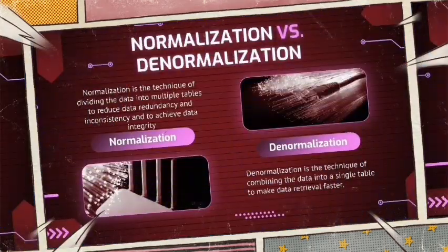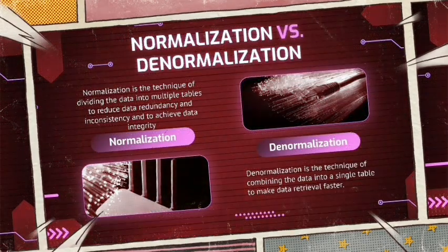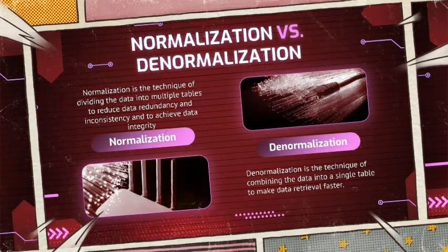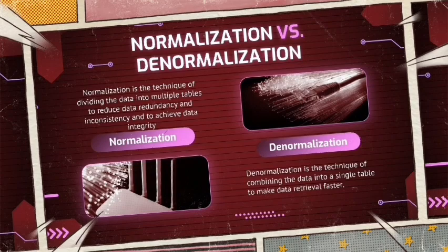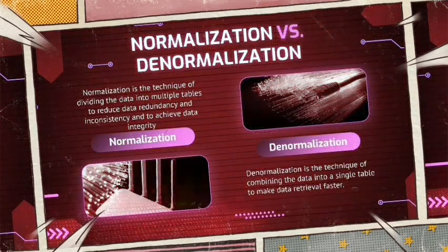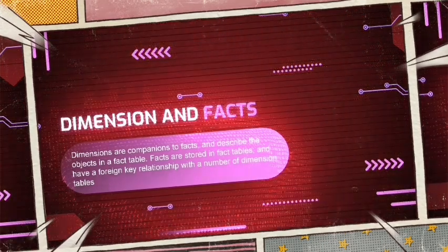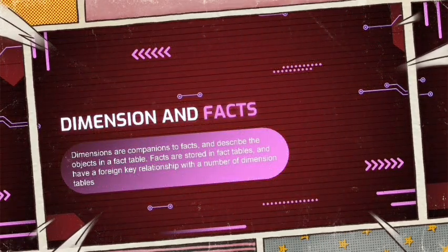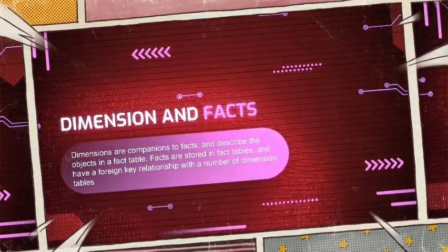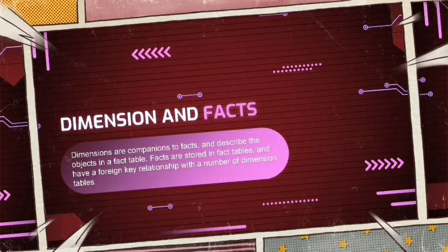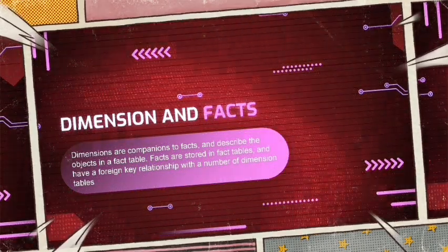So let's talk about the normalization and denormalization. Normalization is the technique of dividing the data into multiple tables to reduce data redundancy and inconsistency and to achieve data integrity. On the other hand, denormalization is the technique of combining the data into a single table to make data retrieval faster. Next is for the dimension and facts. Dimensions are companions to facts, and describe the objects in a fact table. Facts are stored in fact tables, and have a foreign key relationship with a number of dimension tables.